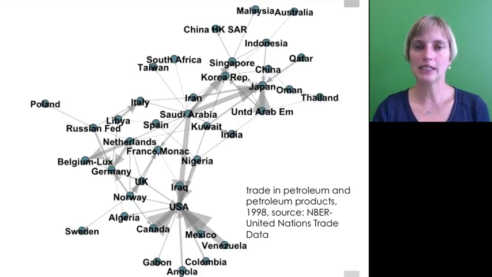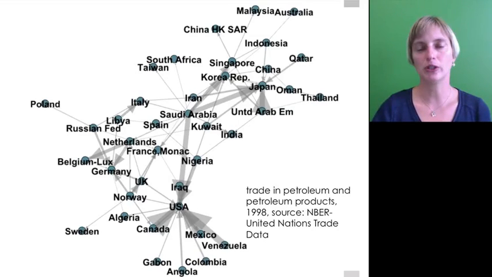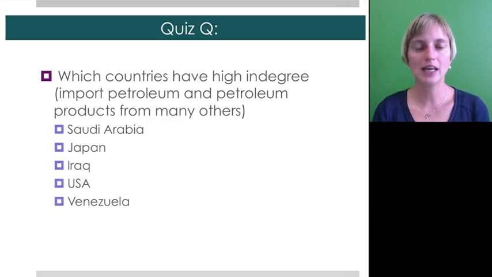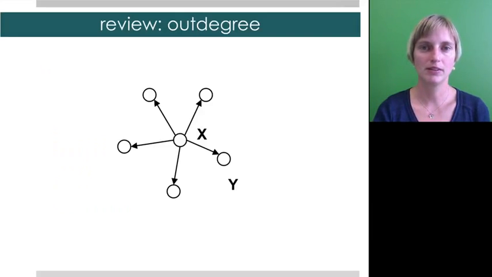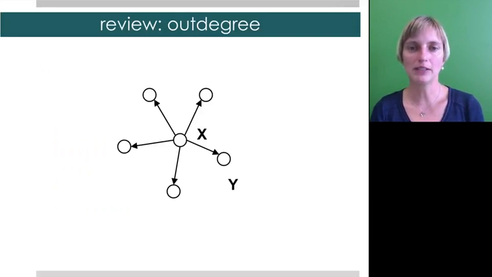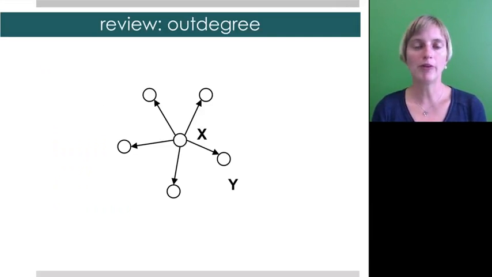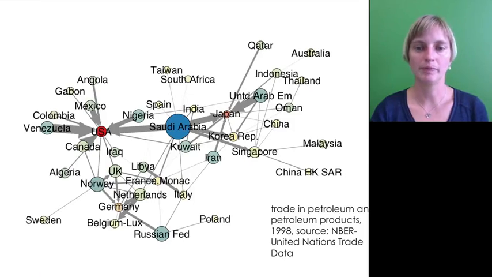You can see that every node is a country, and there's a directed edge from the exporter to the importer. So just to check your understanding, which countries have high in-degree? That is, they import petroleum and petroleum products from many others. Now let's talk about out-degree. Out-degree is just the number of edges that emanate from a particular node.